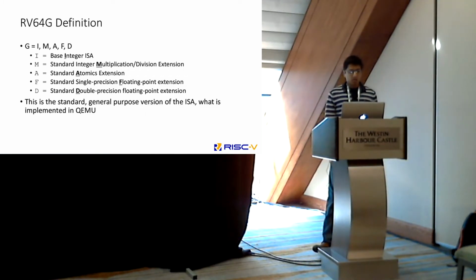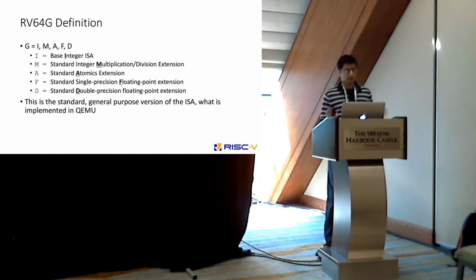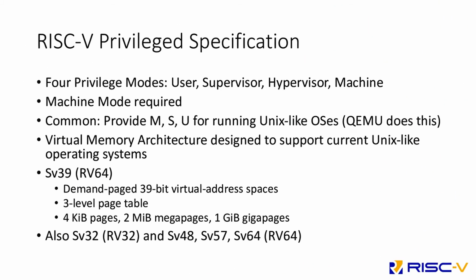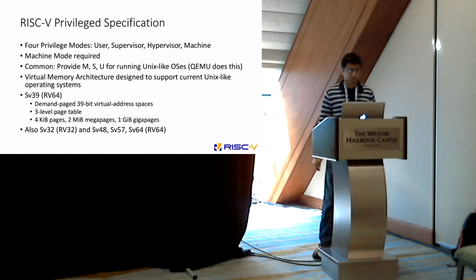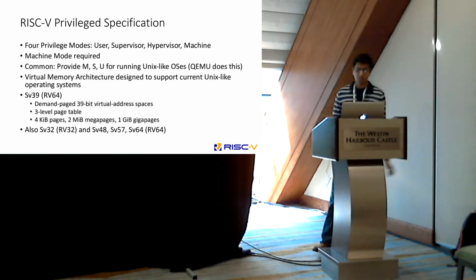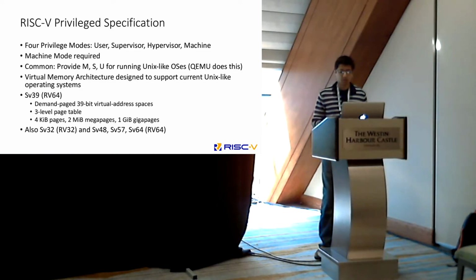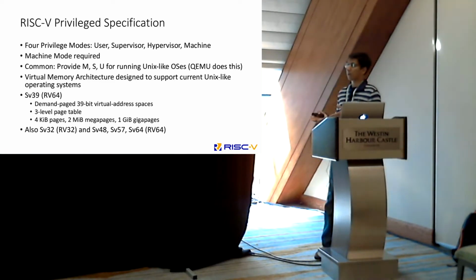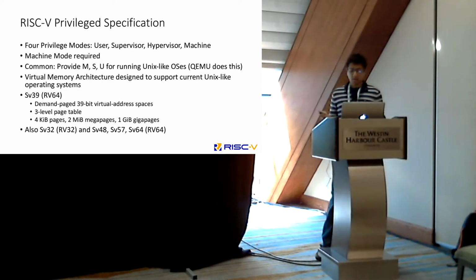So far, what I showed you is stuff that's standardized. The user level ISA is frozen, standardized, and not subject to change. On the other hand, we have our privilege specification, which is still under development. So I'll tell you how it stands, but some of this stuff is subject to change in the future. Right now, there are 4 privilege modes: user, supervisor, hypervisor, and machine mode. Machine mode is required in every single system. But a common case is to provide machine mode, supervisor mode, and user mode for running things like Unix-like operating systems. This is what QEMU does right now.